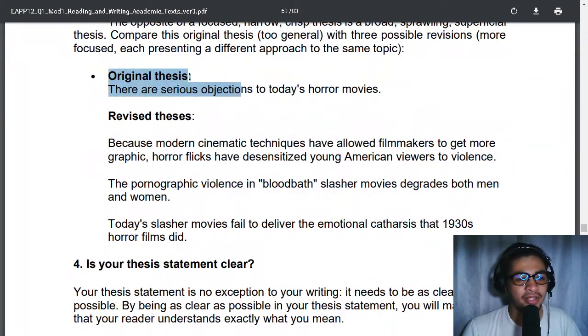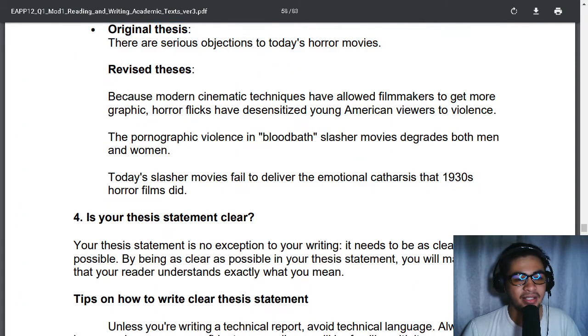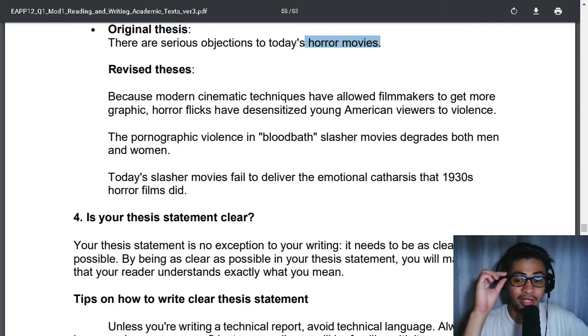Like for example, this is the original thesis: there are serious objections to today's horror movies. This is the original. You cannot copy the original, but you have to paraphrase it. The revised versions give you 3 options out of the general. Horror movies could be a general one. There are many kinds of horror movies. Some horror movies are just scary, others involve killing and a lot of violence. So you have to be specific about which category of horror.